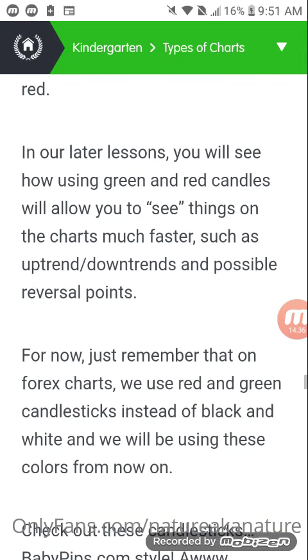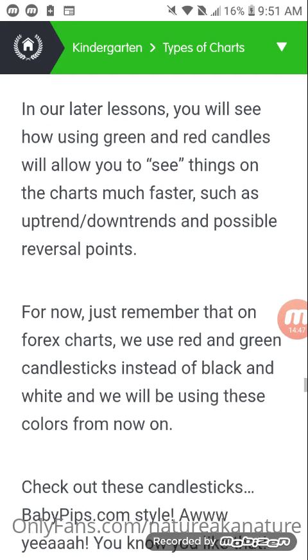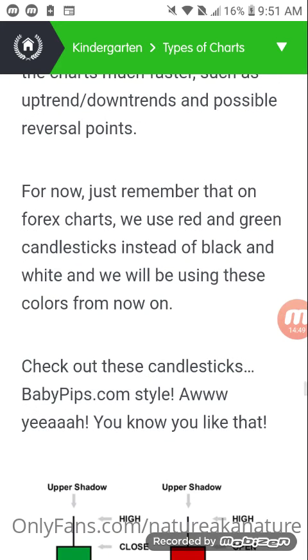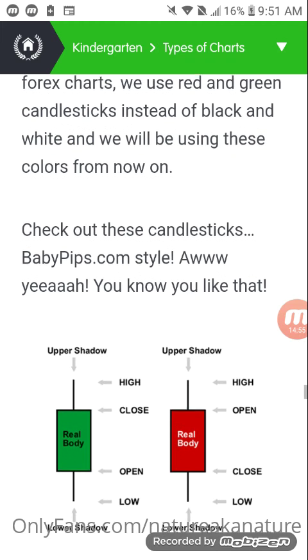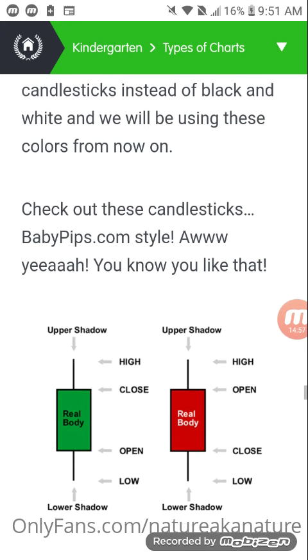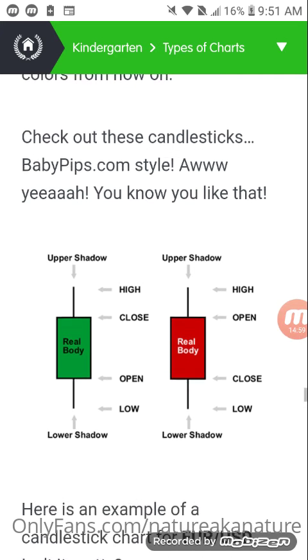In our later lessons, you will learn how using green and red candlesticks allows you to see things in the charts much faster, such as uptrends, downtrends, and possible reversal points. For now, just remember that in Forex charts, we use red and green candlesticks instead of black and white. So that's why we've been using random candlesticks lately, and we'll be using these colors from now on.